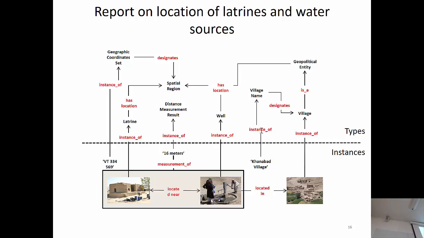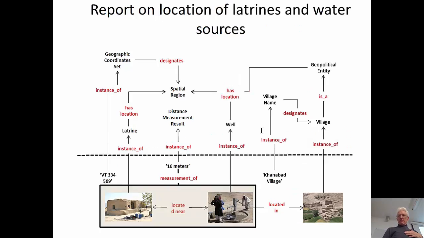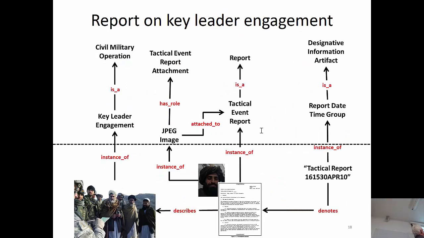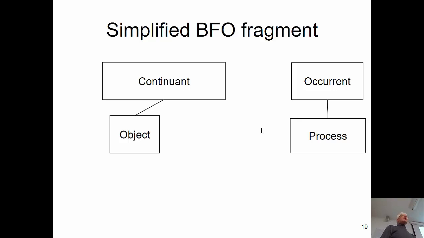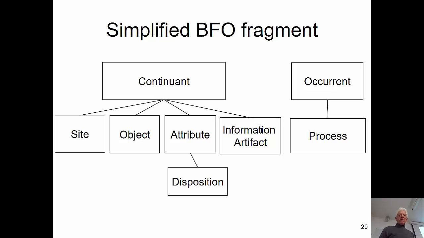So you have lots of quantitative information here and also lots of qualitative information, including the names of the villages, the meeting where the civil military personnel met with the key leaders in the village to discuss the consequences of the well poisoning and so forth. And we can see how this was structured. This is a very simplified view of BFO. So we have, on the one hand, things which continue, such as people, planets, and so forth. And on the other hand, we have things which occur, such as meetings, processes generally. And there are sites, attributes of things, and then there are information artifacts, such as reports.